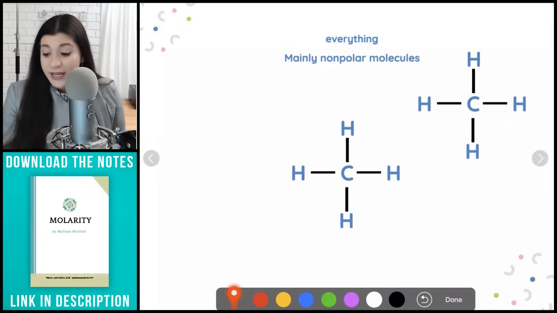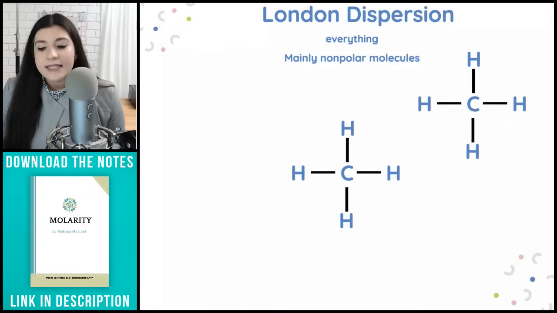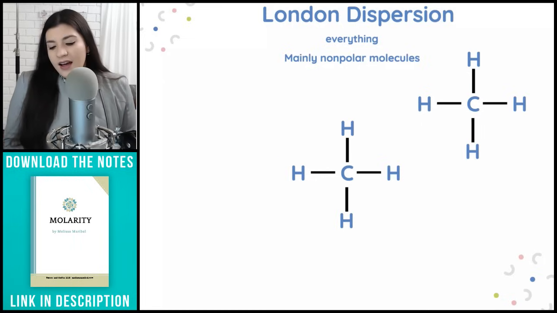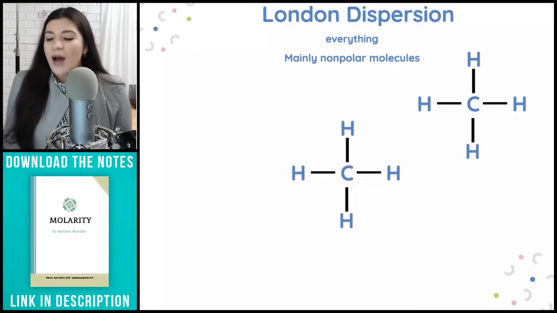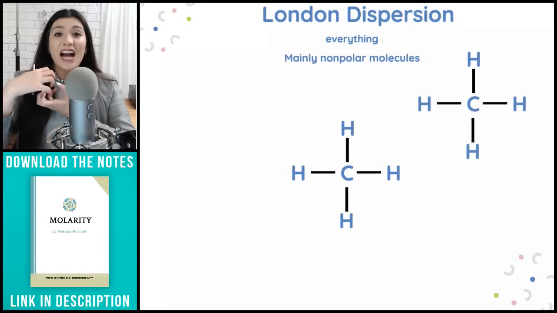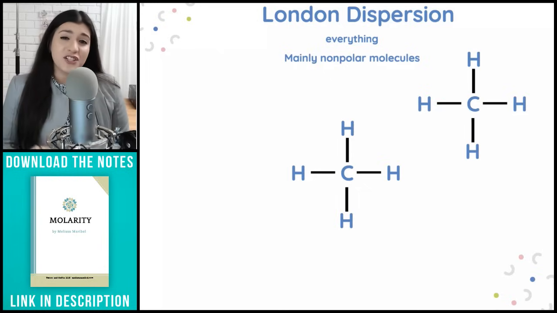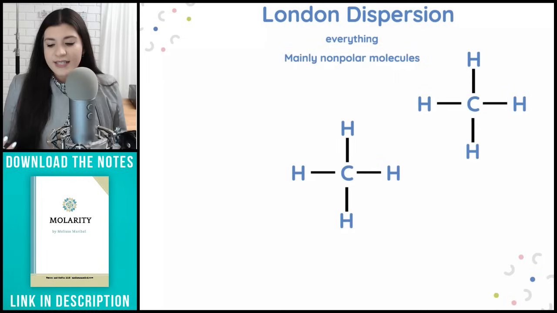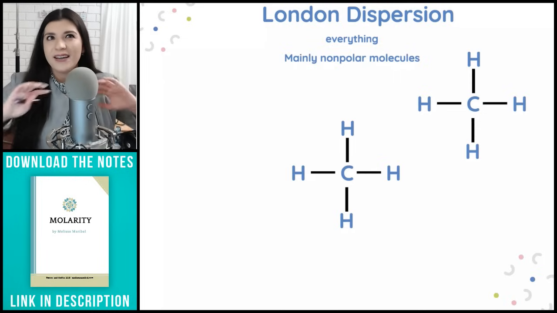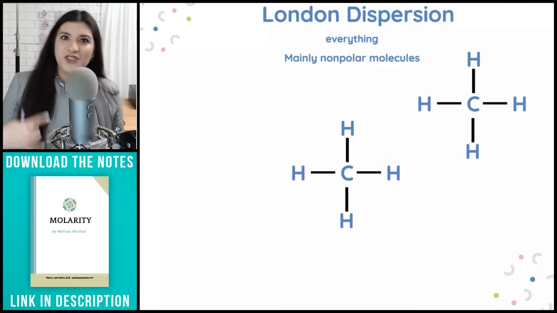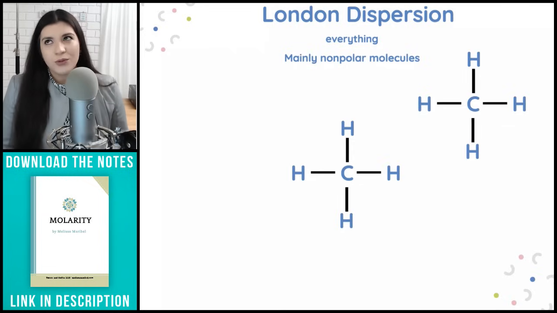Moving on to the weakest one. So our weakest one is London dispersion. The reason why this is so weak is because it's on everything, basically. Anything that interacts with each other has some sort of force or some sort of interaction, but it doesn't mean that that interaction is strong. So that's why we have something known as London dispersion forces. Everything can technically interact with each other, right? But it doesn't mean that that interaction is strong. So that's what I want you to think about.